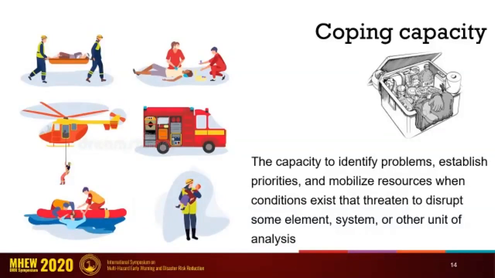Then the third factor is the coping capacity. The coping capacity refers to the capacity to identify problems, establish priorities, and mobilize resources when conditions exist that threaten to disrupt some element, system, or other unit of analysis. During an emergency situation, the rescue teams, the emergency evacuation routes need to be established, and how the priorities need to be made. The priority might be saving the lives of the people. So these priorities need to be made, and you should have access roads and ways to mobilize resources so that the human lives and maybe the priorities coming up next can be saved and the devastation can be minimized during a disaster.